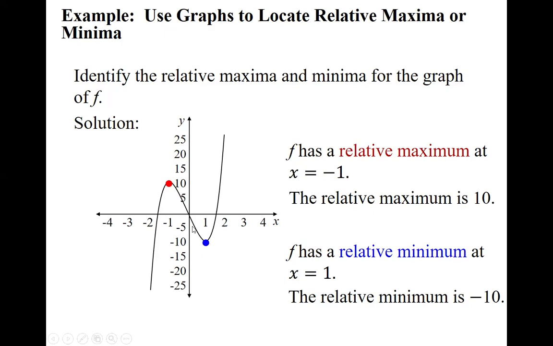The y is the function's value. The x is what we have to put in to get that value. So at x equals 1, there's a minimum at -10. At x equals -1, there is a maximum at +10. So that's mins and maxes.